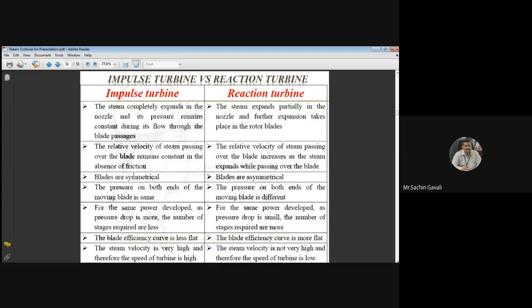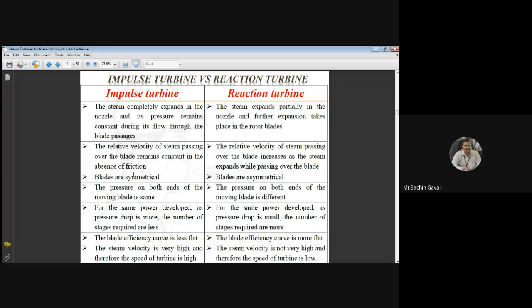And in the reaction turbine, the relative velocity of steam passing over the blades increases as the steam expands while passing over the blades. Means as pressure goes on decreasing, the velocity also goes on increasing. Here in the impulse turbine, it remains constant if friction is not there. Blades are symmetrical in case of impulse turbine, and blades are asymmetrical in case of reaction turbine, because we have to create area variation during the passage for the reaction turbine, as pressure goes on decreasing throughout the stages. Okay, and for the same power developed, as pressure drop is more, the number of stages required is less. Then the blade efficiency curve is flat in case of the impulse turbine.